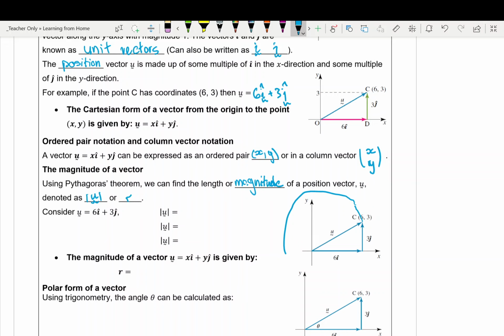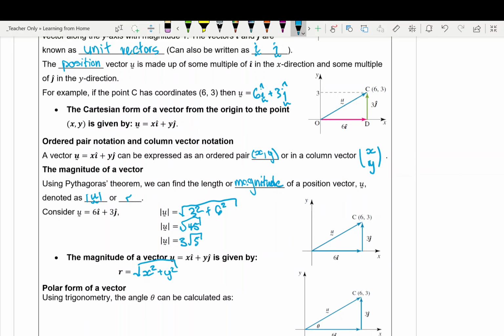So consider the vector 6i plus 3j. The magnitude of u is going to be the square root of the x component squared. Well, it doesn't matter what order you do because addition is commutative, but let's say the y component squared plus the x component squared, which in this case is going to give us square root of 45, which is the same as 3 root 5, because we can take out that factor of 9. The magnitude of a vector u equals xi plus yj is given by, so this is our general form, the square root of x squared plus y squared.